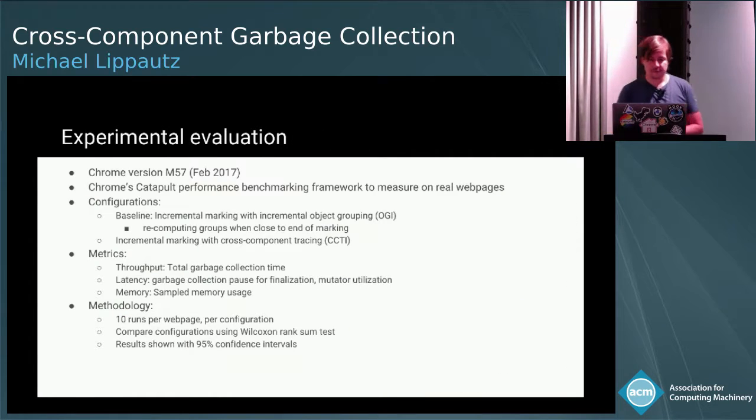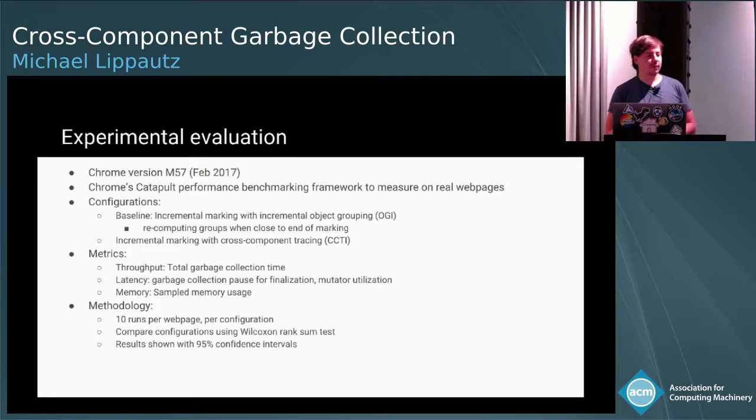For the rest of the experimental evaluation, we used Chrome M57. That was the last version that essentially implemented both versions of this memory management system. We used Chrome's Catapult performance benchmarking framework to benchmark on real websites. This is a record and replay approach where you can record web page interactions and replay them without going through the network stack and a few other things. So you can make it actually somewhat predictable.